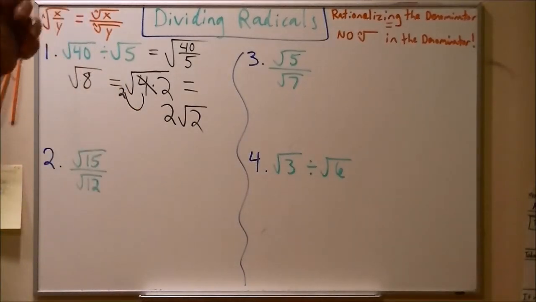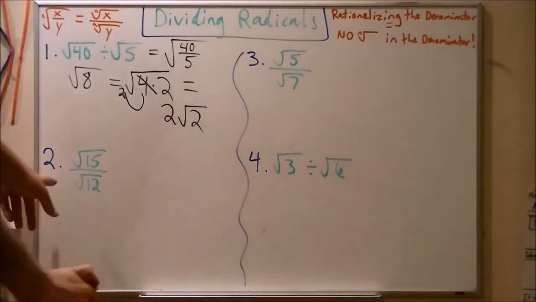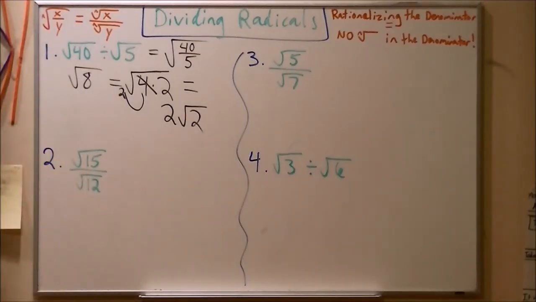That's not too hard, is it? Let's do number 2. In this case, I have these separated. The square root of 15 divided by the square root of 12. I don't like that. And here's why.